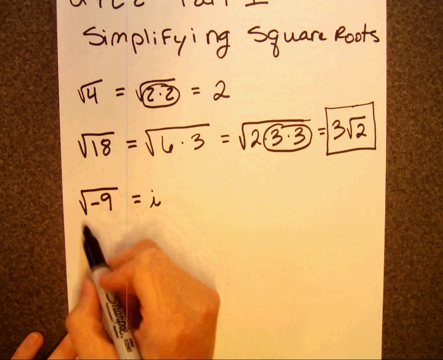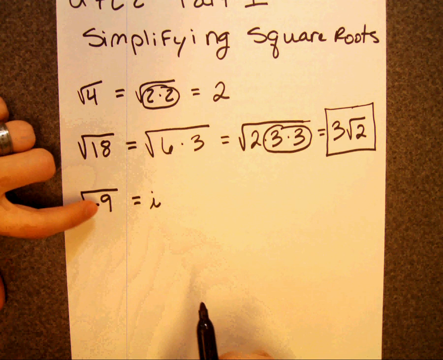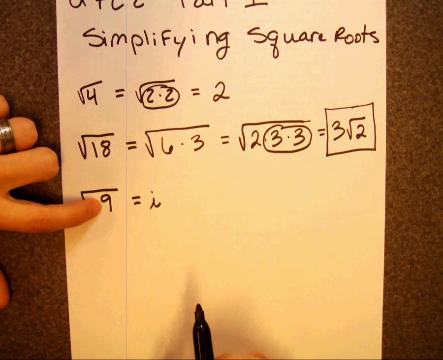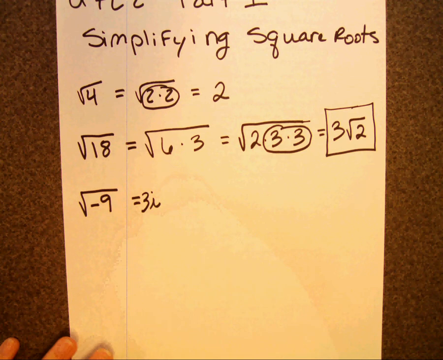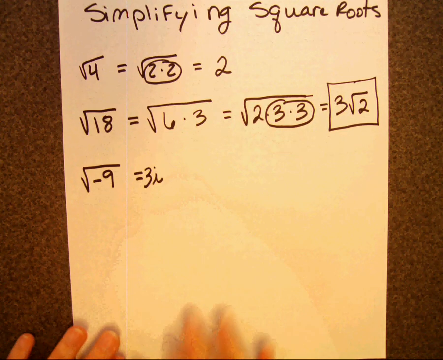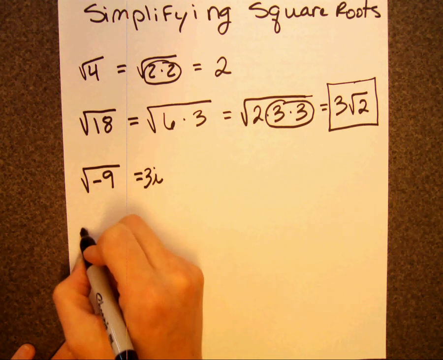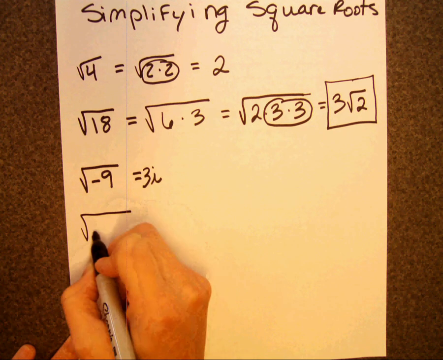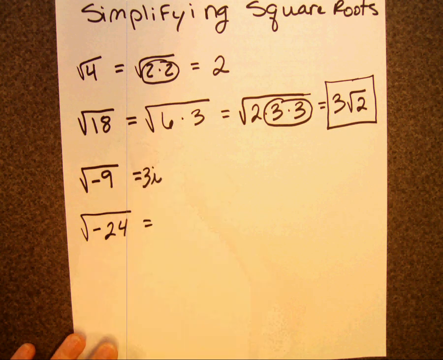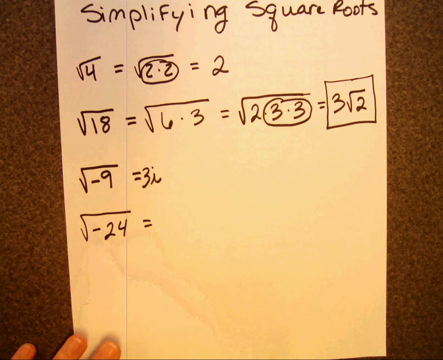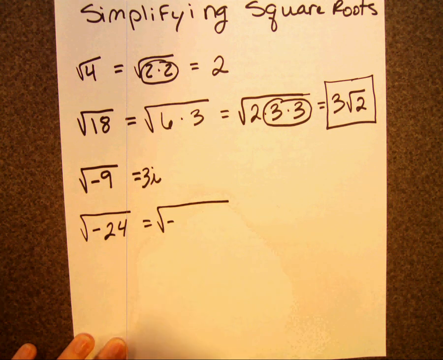So the square root of negative 9 is going to be, if you think of the square root of 9 is just 3, so the square root of negative 9 is 3i. So let's try one more all together, simplifying my root. So let's say I have the square root of negative 24. I'm going to break it down just like we did the 18, except my answer will have an i in it. So let's break down 24.